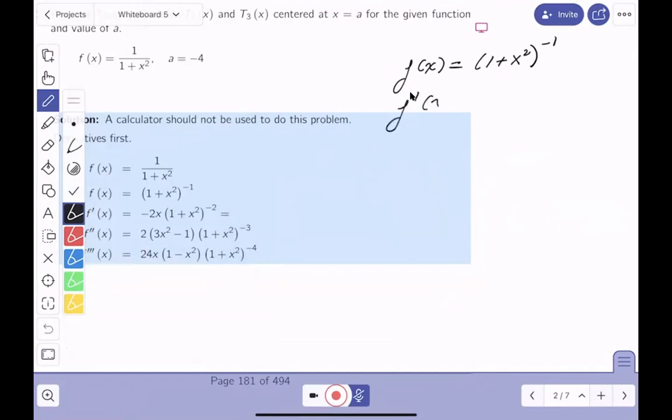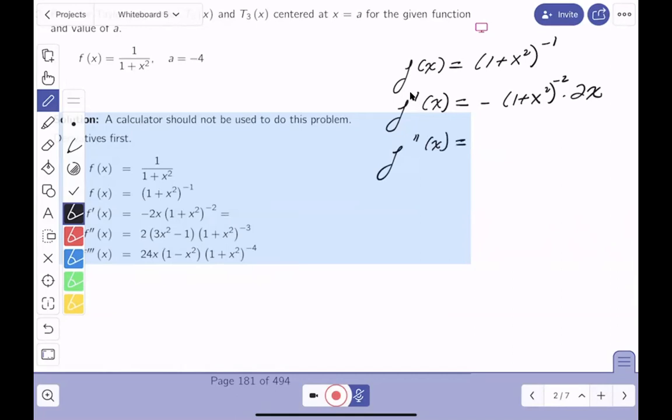F prime is going to be minus 1 plus x squared to the minus 2 times 2x. Right now, I'm starting to realize the derivatives are getting more difficult. And why is that? Yeah, now I got a product here. So I got to do the next derivative, which to me, I don't know, it looks like it might be tough. I don't want to go too far on this one.